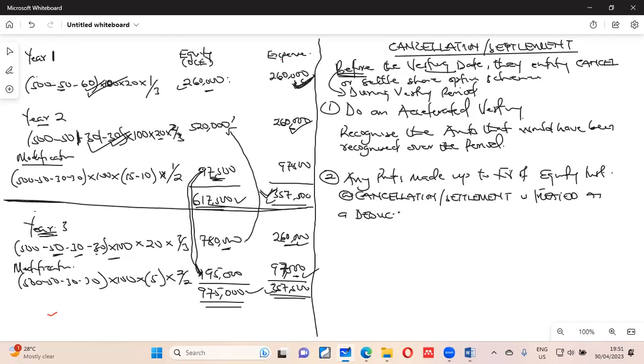What deduction? What form of equity? Where in the equity will we deduct this thing from? Yes, who can tell me? Is it the stated capital or where? OCE. All right.